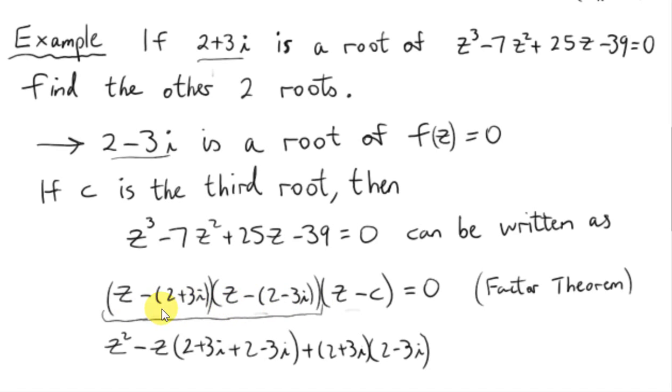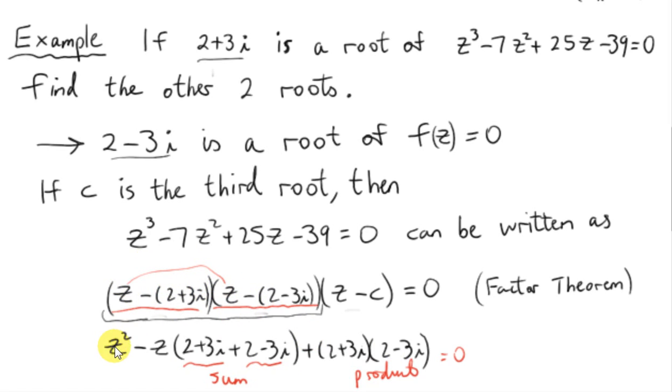Now rather than doing this multiplication here, we can get the quadratic factor of the cubic equation by forming a quadratic whose roots are 2 plus 3i and 2 minus 3i. In the section on quadratic equations we covered how to do that. We write down z, or well, it was x in that section, but it's z here: z squared minus z times the sum of the roots plus the product of the roots equals 0. That gives us the quadratic equation whose roots are 2 plus 3i and 2 minus 3i, which is also the result of multiplying these 2 factors together. So it's probably easier to use this rather than trying to do the multiplication.